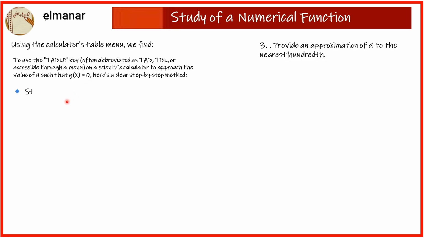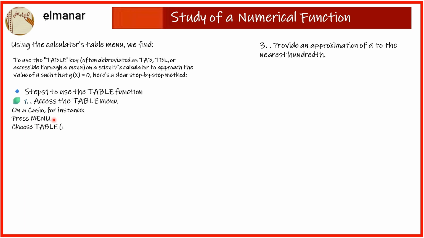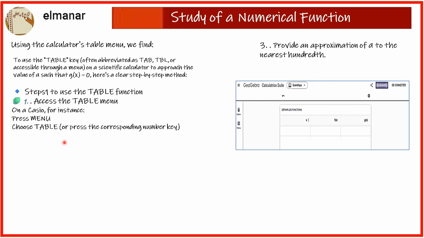Step 1. Access the table menu. On a scientific calculator, such as a Casio, for example, press the menu button. Select the table option, usually via a number key or arrow key, depending on the model. Theoretical reminder: the table menu allows you to quickly observe the values of the function for different x values. This helps you detect when the function changes sign, which is a strong indicator of the presence of a solution.